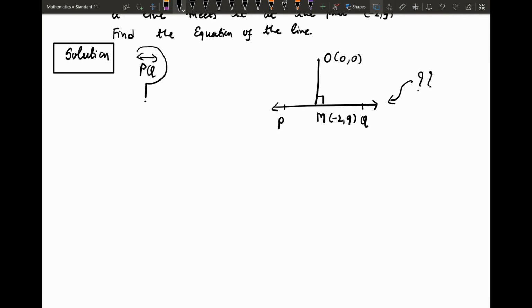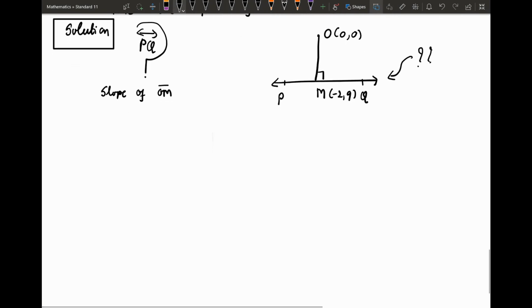First we will find the slope of line segment OM, using the definition y2 minus y1 upon x2 minus x1. Using the slope of OM, we can get the slope of line PQ, because two lines are mutually perpendicular if and only if m1 into m2 equals minus 1. Say one line has slope 2, then any line perpendicular to it will have slope minus 1 by 2, because m1 into m2 equals minus 1.